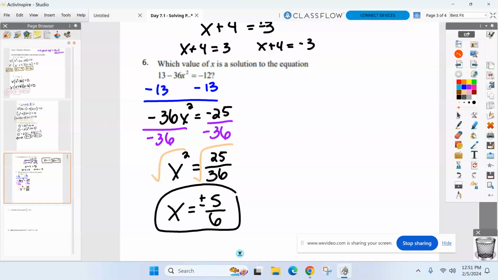Now, would I have gotten that if I moved the 36 over, set it equal to 0, and did difference of perfect squares? You would have. You're going to get positive 5/6 and negative 5/6. So it doesn't matter if you use the square root technique or not.